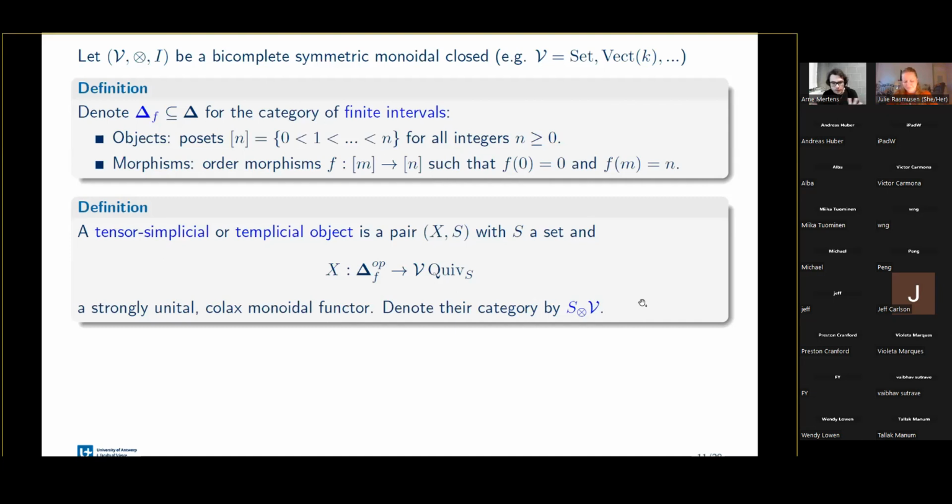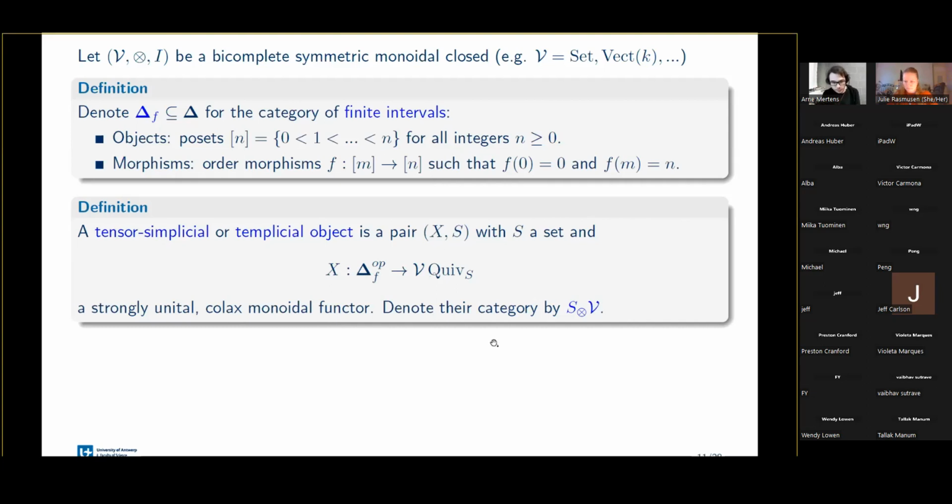Okay, so why do we do this? Well, firstly, the restriction to Delta_f precisely gets rid of the outer face maps. So this functor will only have inner face maps and degeneracy maps. And then to compensate, we want to add these co-multiplications, and this will precisely be captured by the colax monoidality of the functor. So taking the nerve as a guiding example, we define our templicial objects in this way.